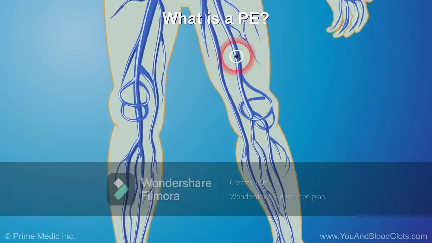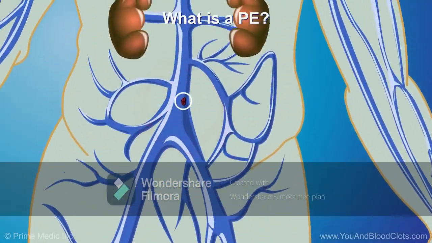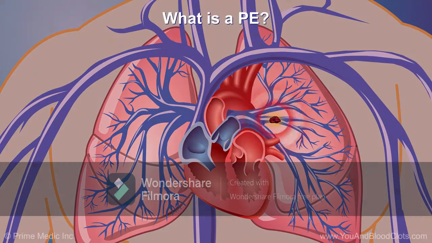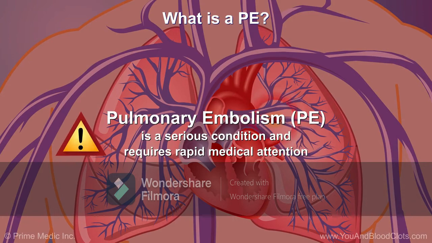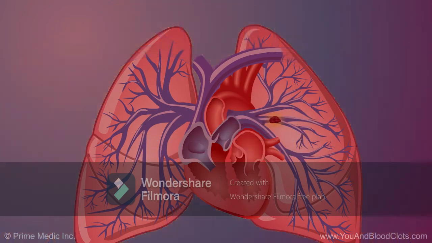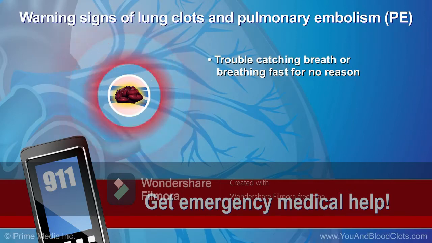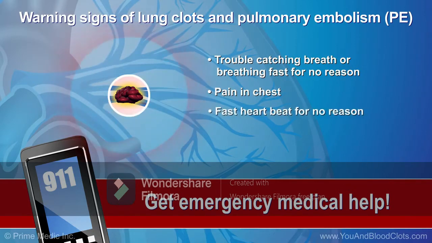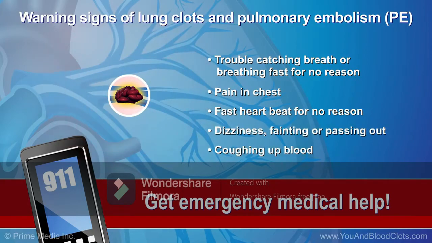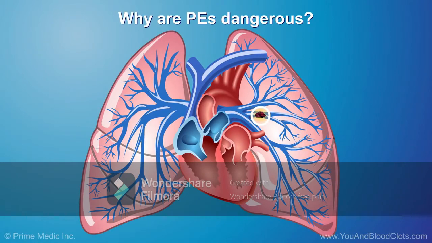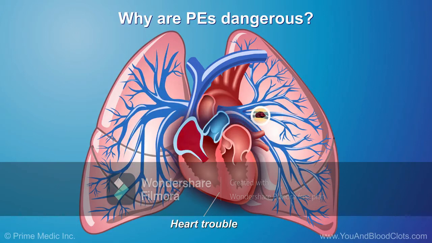When a blood clot breaks off and moves to the lungs, it is called a pulmonary embolism or PE. Warning signs of a PE or blood clot in the lungs include dyspnea, pain in the chest, fast heartbeat, dizziness, and coughing up blood. A big clot in the lung, or PE, can keep blood from getting in the lungs, cause heart trouble, and may be deadly.